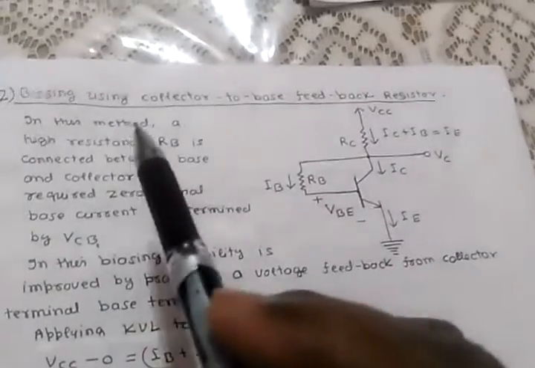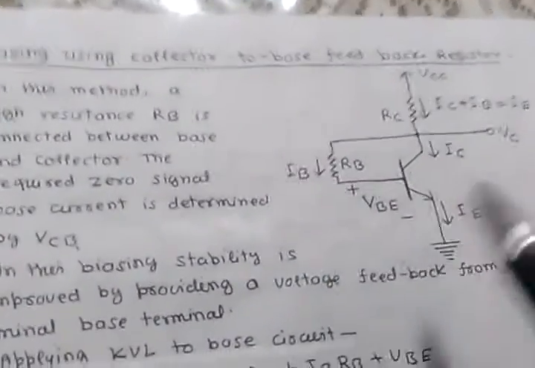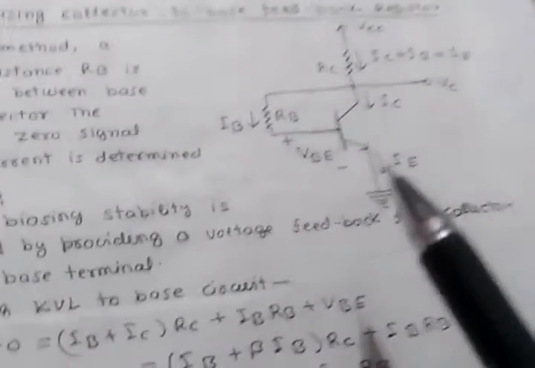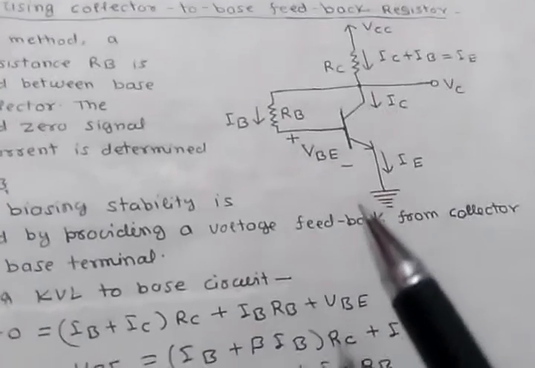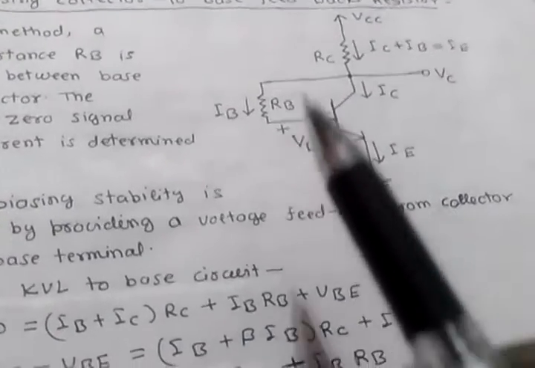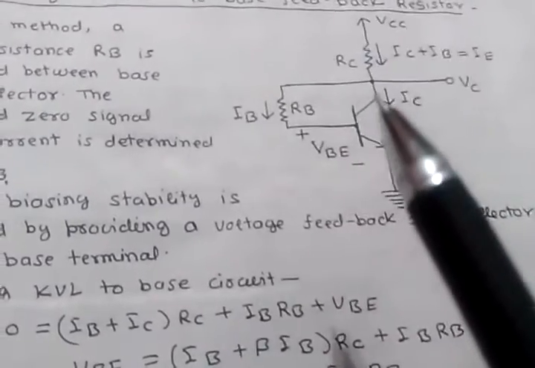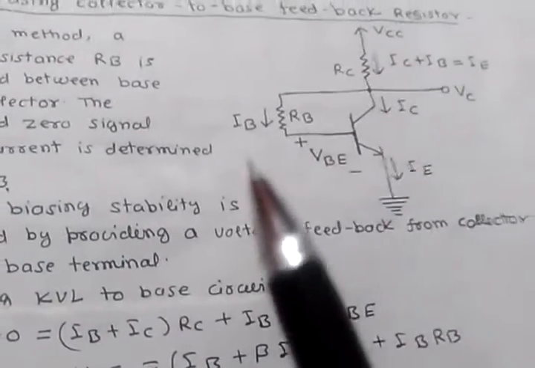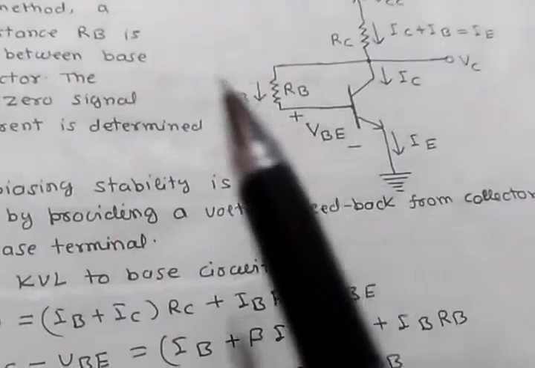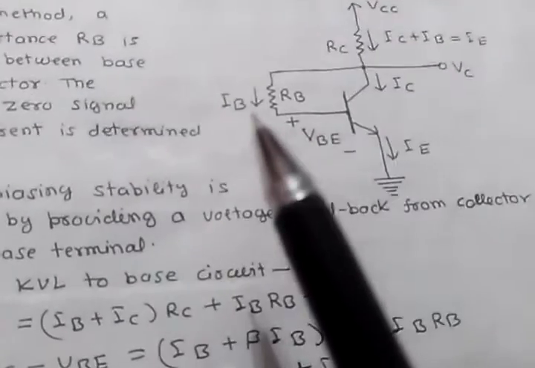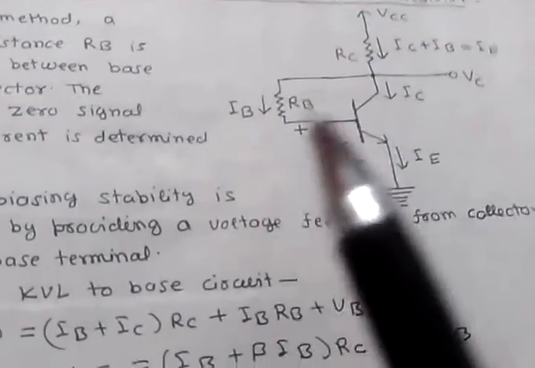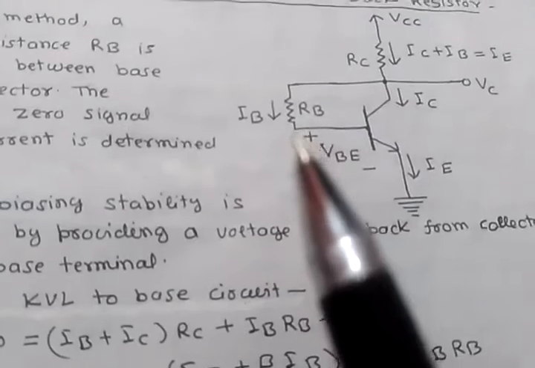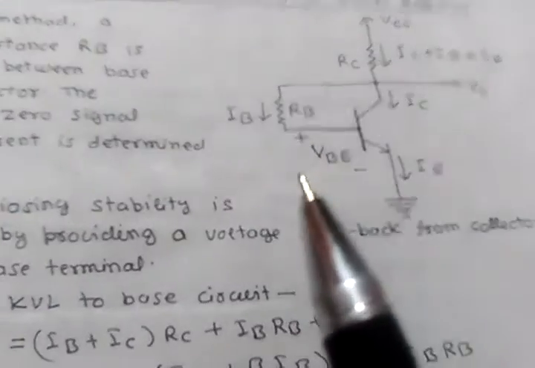The second biasing technique is biasing using a collector to base feedback resistor. This is the circuit diagram of collector to base feedback resistor biasing. In this case, a feedback resistor RB is connected between collector and base. So the required zero signal base current IB depends on the collector to base voltage, and due to the use of feedback, the stability of the circuit increases.